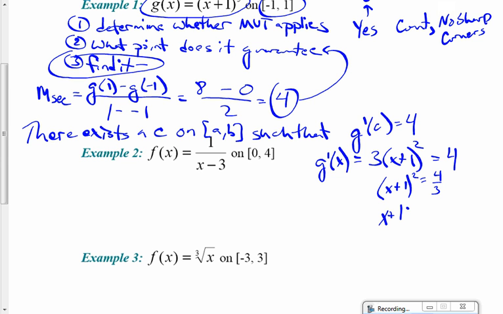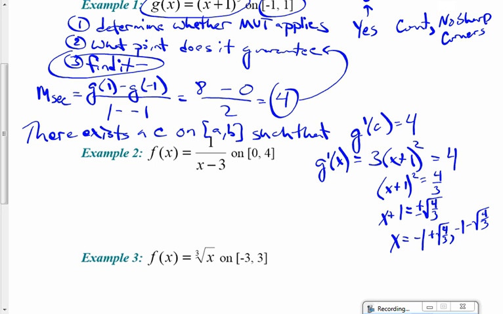x plus 1 is then equal to plus or minus the square root of 4/3. And this one actually happens to have 2 x values: negative 1 plus the square root of 4/3, and negative 1 minus the square root of 4/3. Those are the two x values that have a slope of 4. Okay.